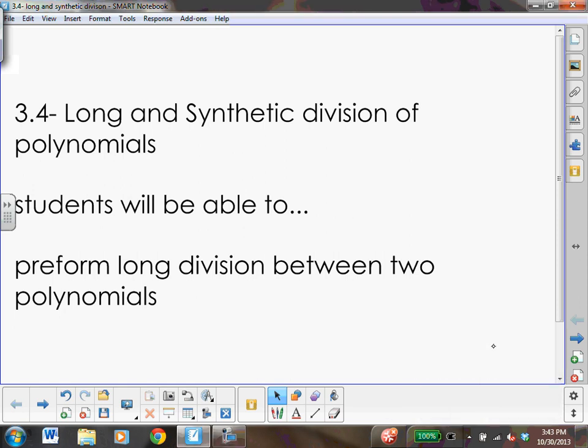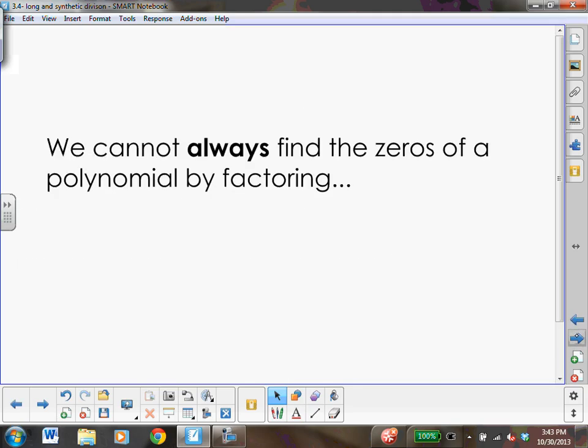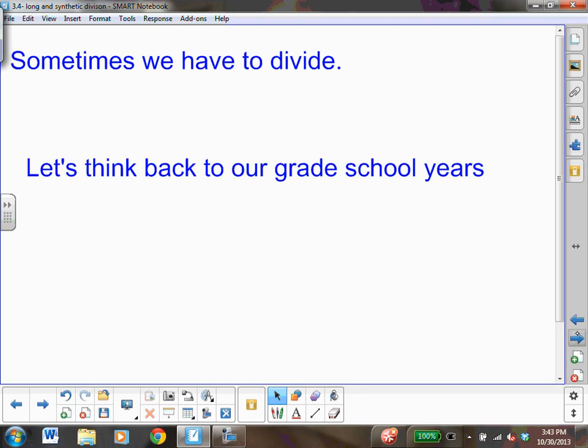Today we're going to be studying section 3.4, long and synthetic division of polynomials. Up until this point, we've always been able to factor or use the quadratic formula to find the zeros of polynomials. And now we're getting to the point where we're not going to be able to do that as easily. So we have to remember a process known as long division.